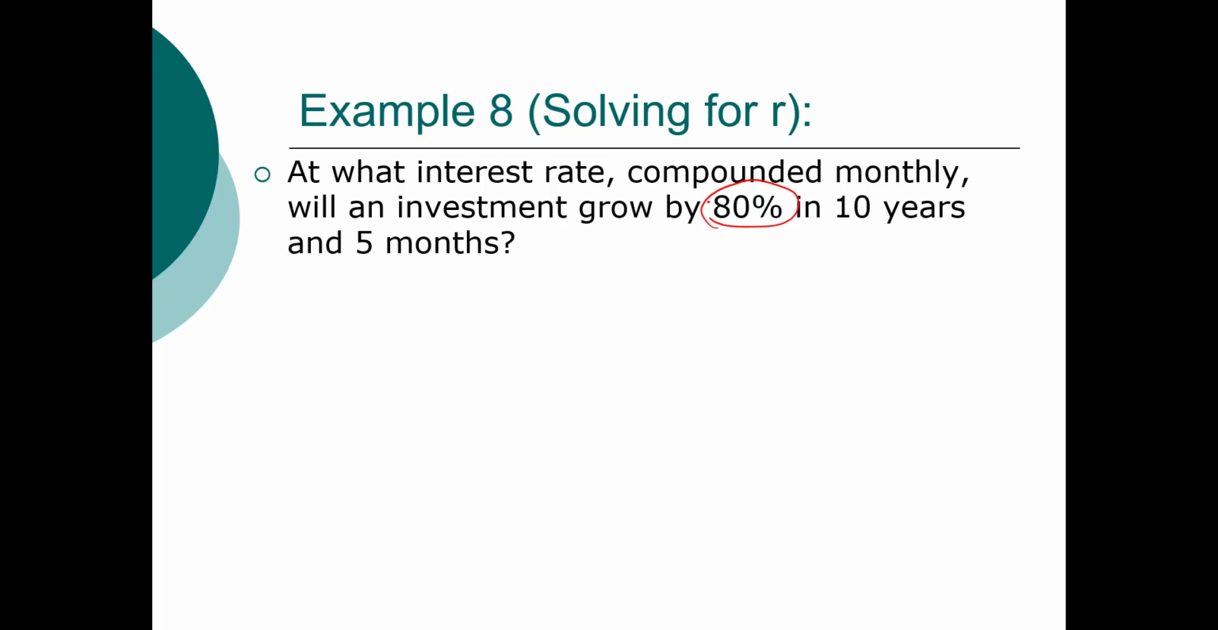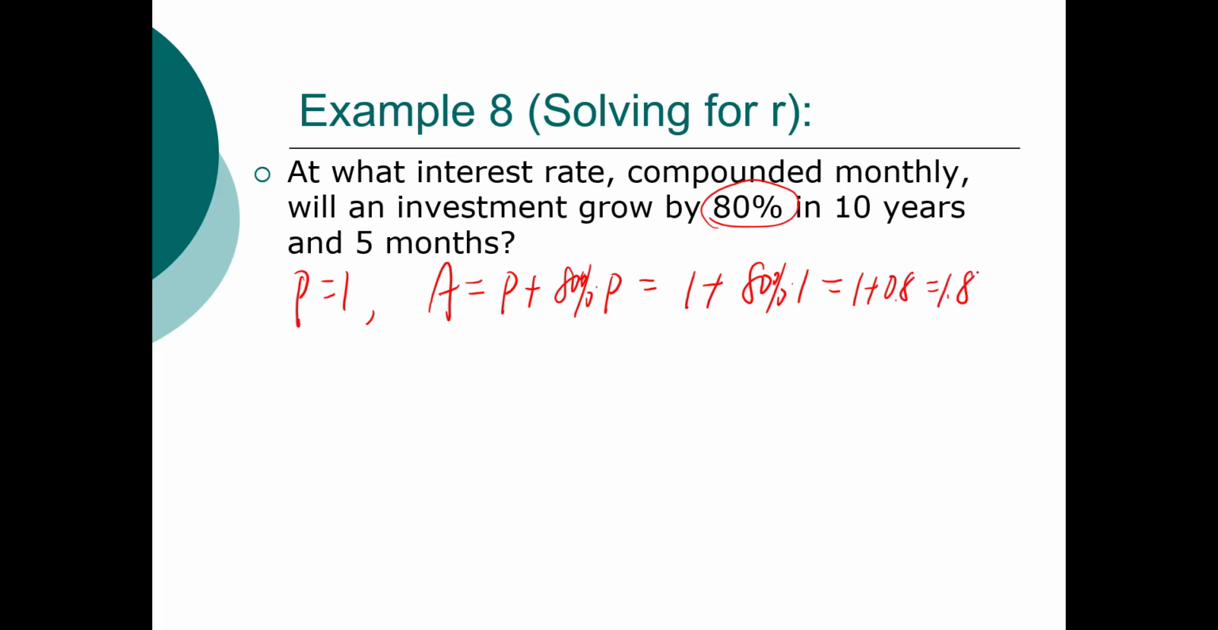The easiest thing to do is assume we have 1 unit. So the ending balance is principal plus interest, plus 80% of the principal. So the ending balance will be 1 unit plus 80% of 1. That's 0.8. So 1 plus 0.8, that's 1.8. Meaning the ending balance is 1.8 times as much as the initial investment. We also know the time t.